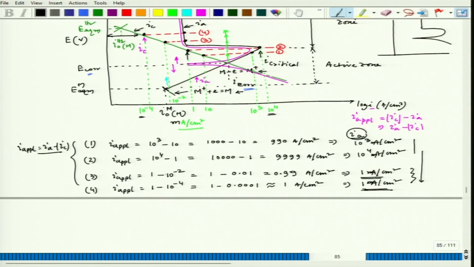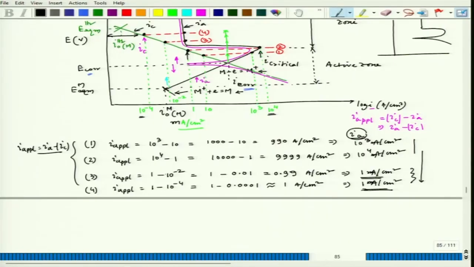So here I could see that initial polarization will need a lot of current density. That means applied current density is huge. So you have to supply a good amount of DC power or DC current. But once it takes to the passive zone, the current requirement to maintain that passive zone would be very minimal. It's of the order of 1 milliampere per centimeter square as per this particular drawing. Sometimes this value goes to a few microampere per centimeter square.